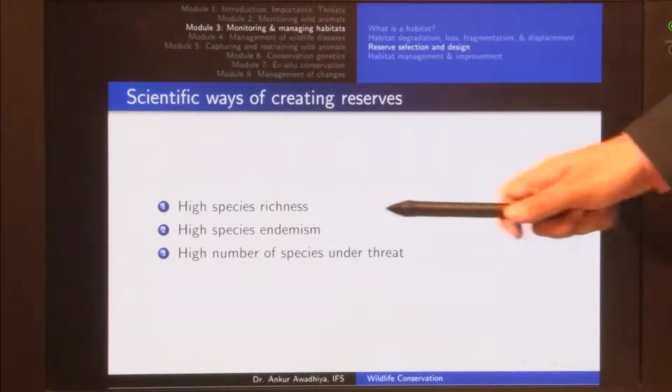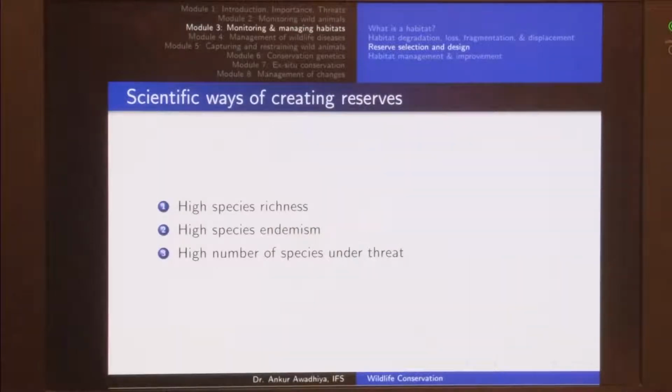It is even better if the areas have a high level of species endemism. An endemic species is a species that is only found in this area and is not found anywhere else. Now, if your area has some such species, then it makes all the more sense to create a reserve there, so that the species that are only found in these areas are even more protected.